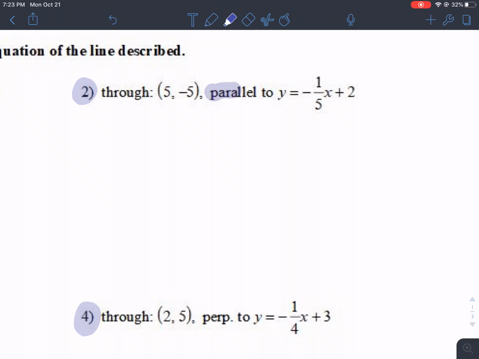Because it's parallel, that means we want the same slope. So because we want the same slope, we want to identify the slope. We know this is in slope-intercept form, so y equals mx plus b, where m is your slope. So that means here our slope is negative 1/5. So that's our slope.